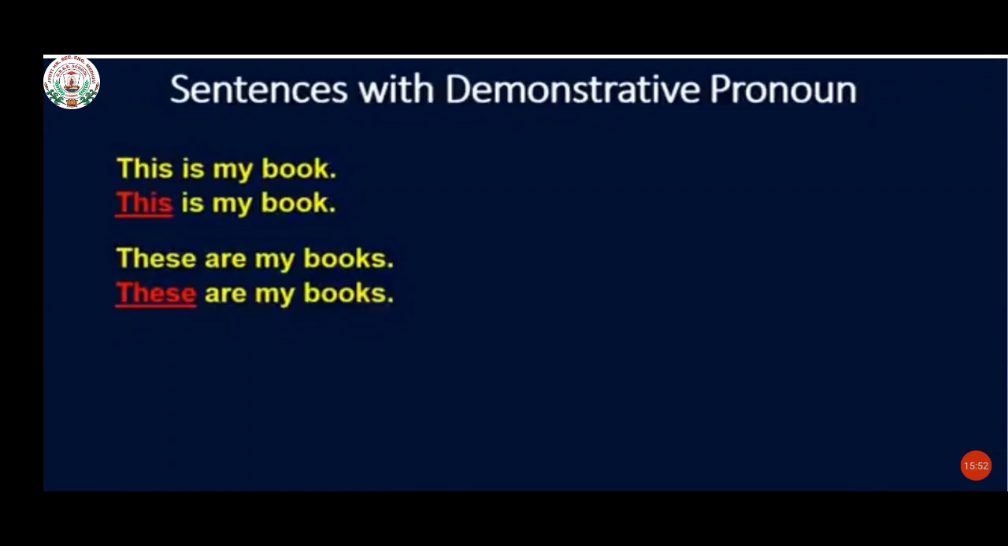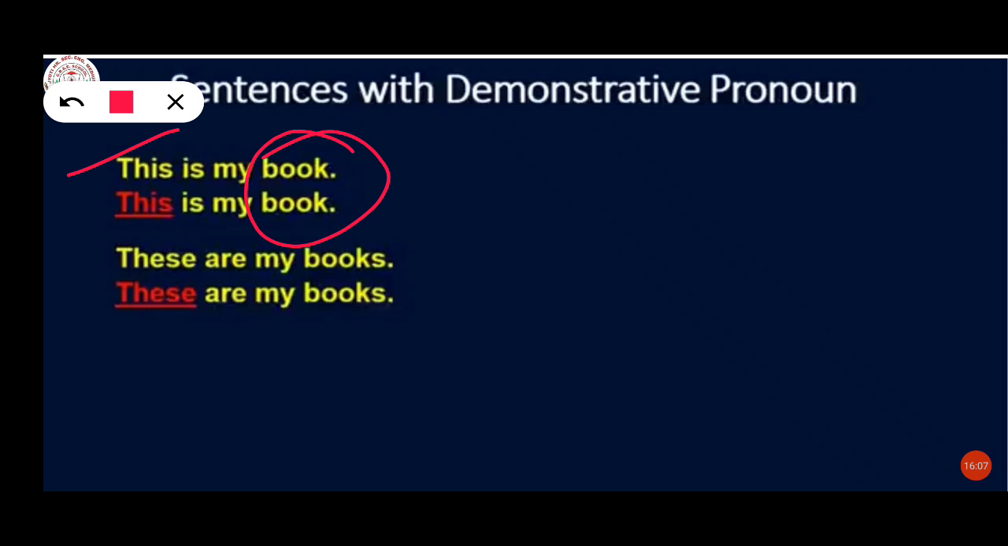Now see the sentences with demonstrative pronouns. The sentences are given here. This is my book. As you know, this is my book. It means the object we are talking about is the book over here. And this is for what? For a near object. It means the book is near to you and you are saying that this is my book.